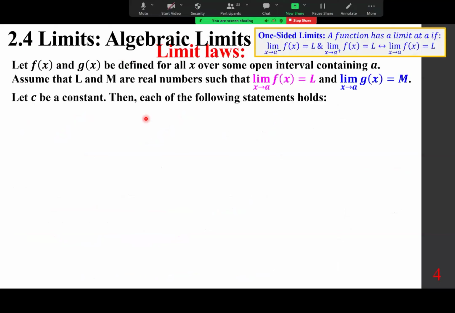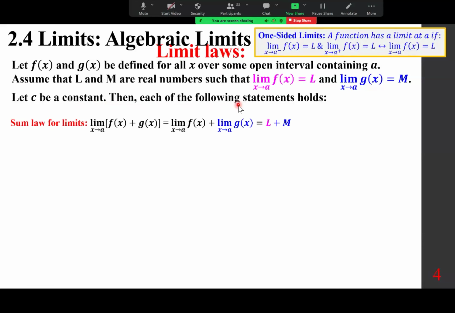2.4 limits, algebraic limits, and here's limit laws. Let f of x and g of x be defined for all x over some open interval containing a. Assume that L and M are real numbers such that the limit of f of x as x approaches a is L, the limit of g of x as x approaches a is M, and let C be some constant, and then each of the following statements holds.